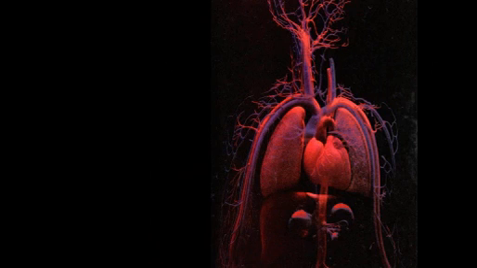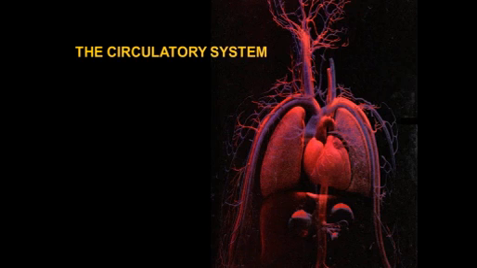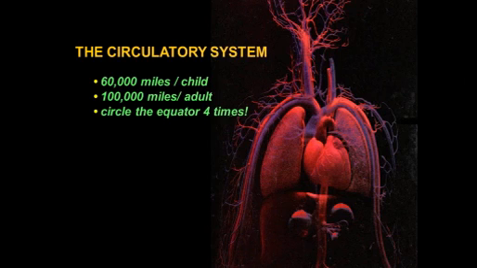The human body is indeed and truly a marvel of creation. The circulatory system is the life-sustaining organ of the body. If we were to take all of the arteries, veins, and capillaries and stretch them out into one line, the length of that line would be 60,000 miles in a child and 100,000 miles in adults. This would be length enough to circle the equator 4 times.